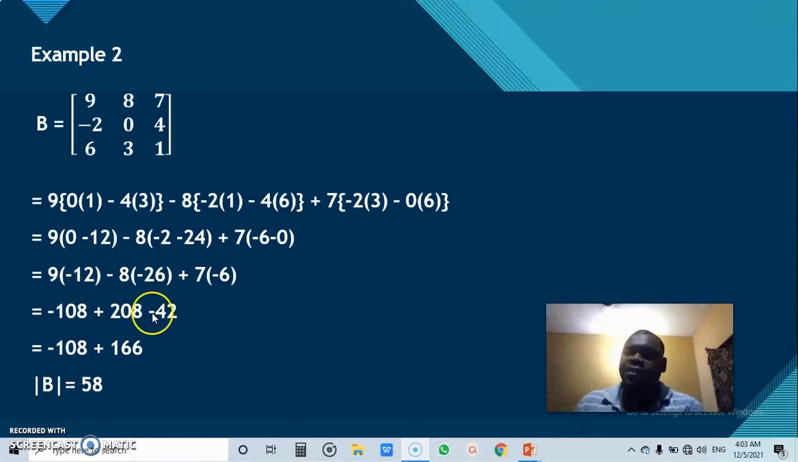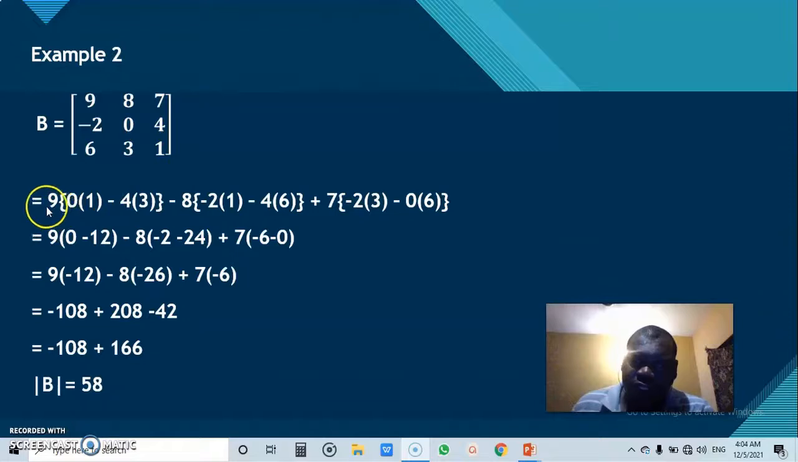Let's quickly do a recap of what we've been learning. So now we're going to look at this particular matrix again. Like I explained earlier, we're going to take the first three elements in the matrix, and use them to convert this 3 by 3 matrix to a 2 by 2 matrix in order for us to get the determinant. So now, picking the first element, we have 9. Once we eliminate the first column and the first row, we have 0, 4, 3, 1 remaining as a 2 by 2 matrix.